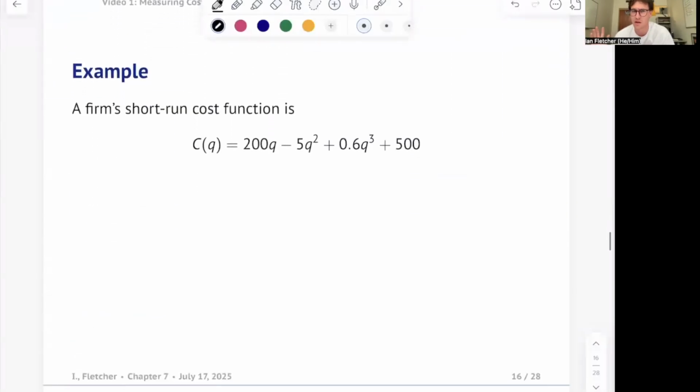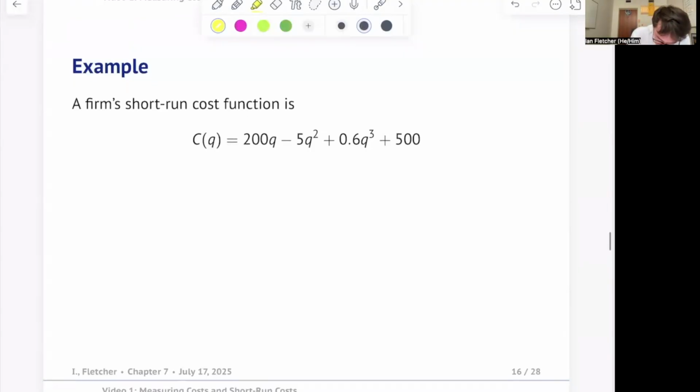Let's just do another example, I think that might be the easiest. This kind of abstract always just gets a little bit in the way of everything, but let's just look at this cost function. I think we'll have a lot better time here. So, considering this, a firm's short run cost function is this. First, let's identify the parts of it. So let's find our fixed costs.